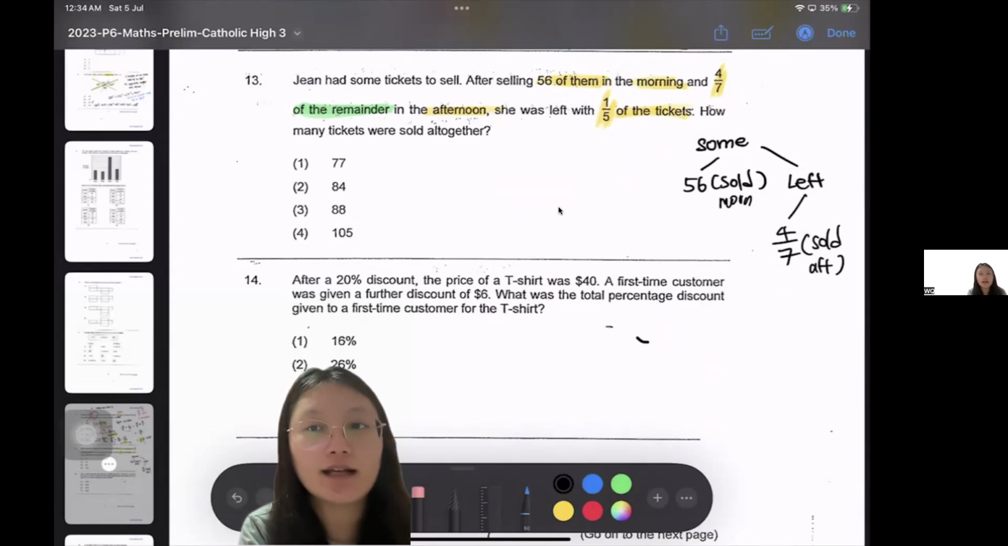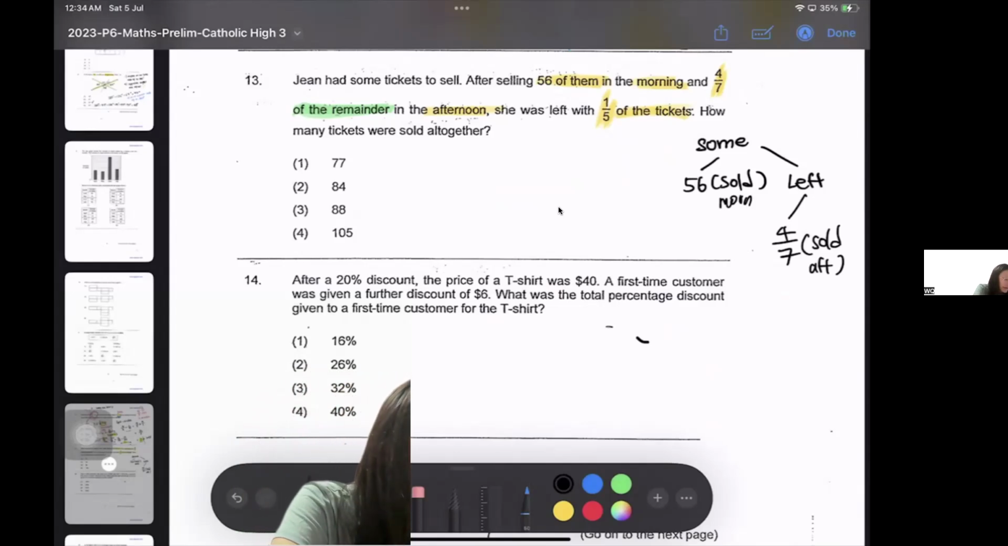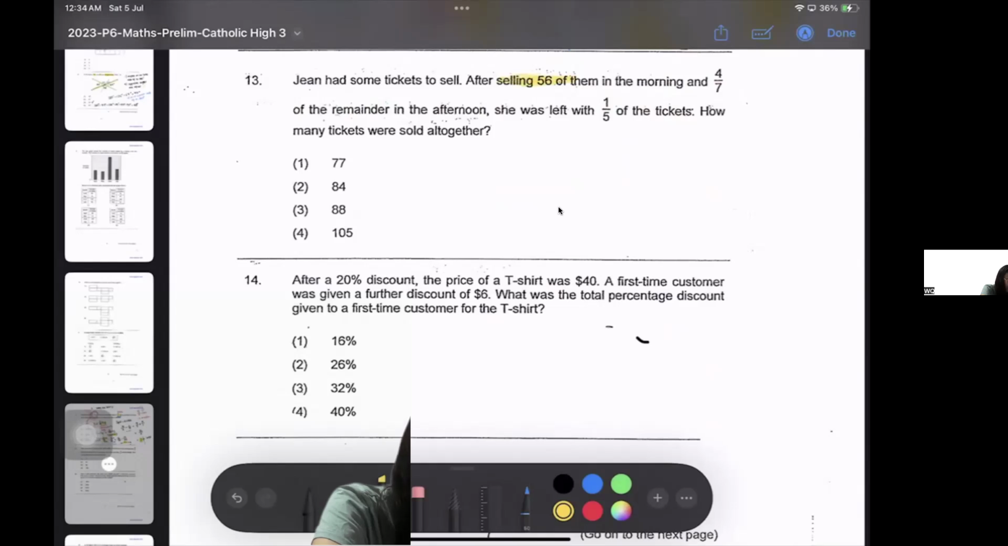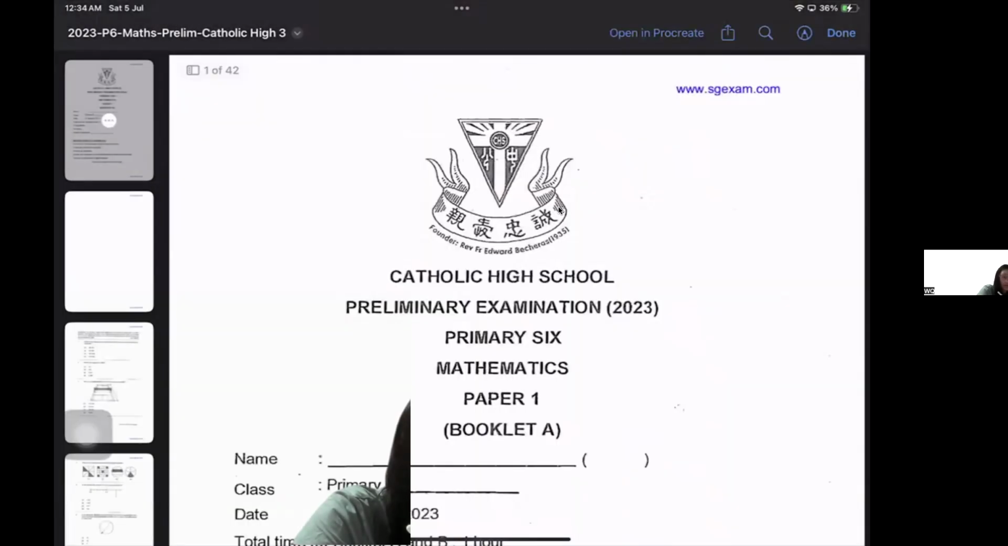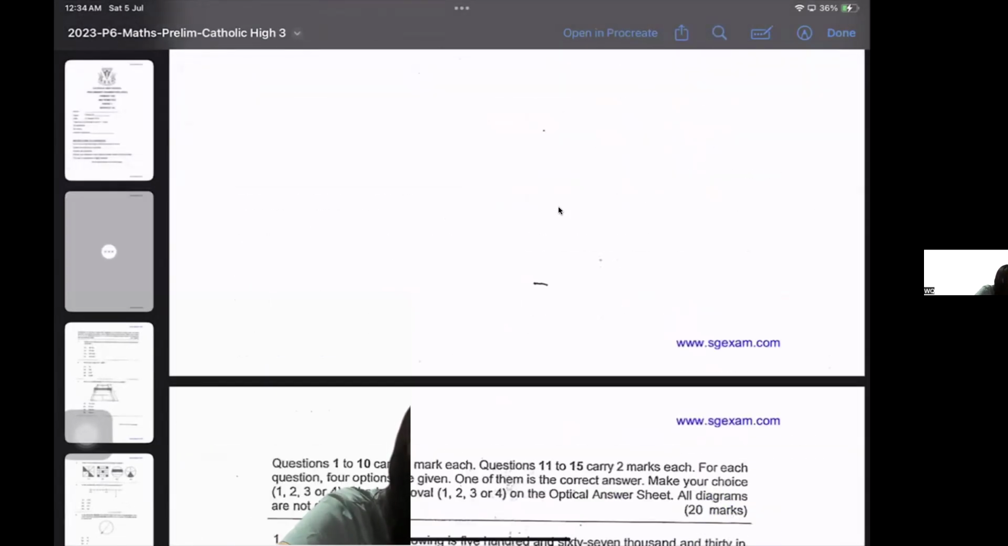Then, after she did that, she was left with 1/5 of the tickets. Okay, so 1/5 over here is left. Now let me just shift my diagram. I'll draw again, and you follow me using my highlighter. So the first one is she sold 56 of them in the morning. So let's draw that. Oh, I guess it crashed.